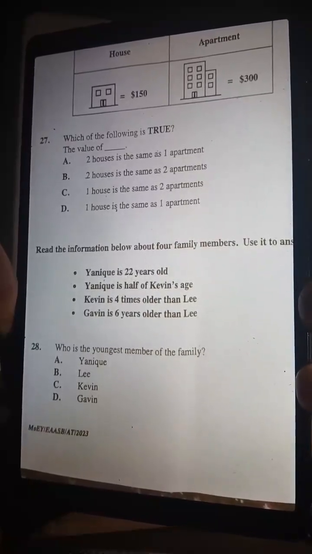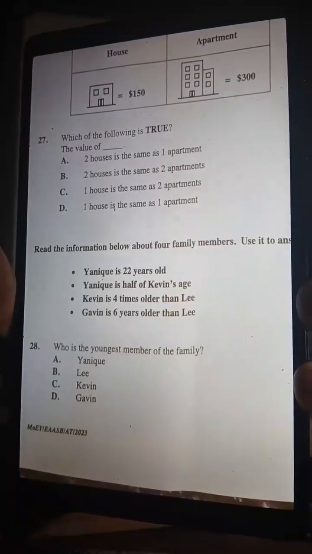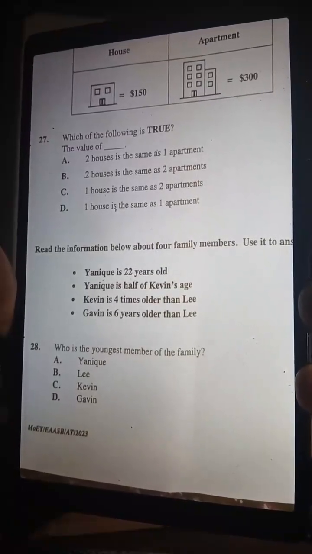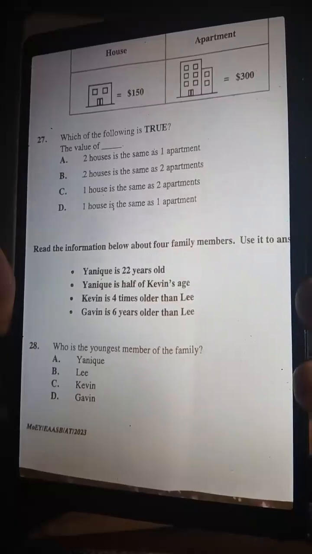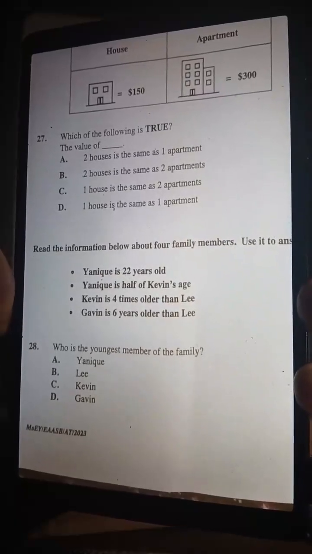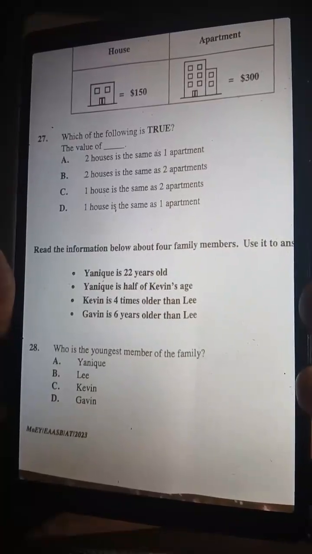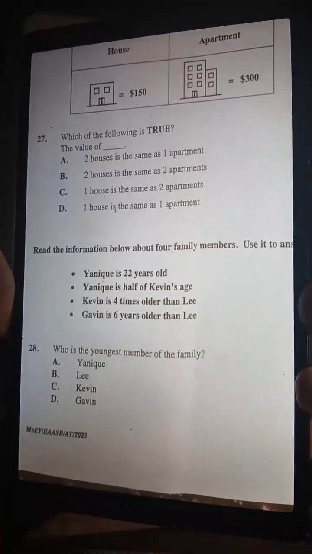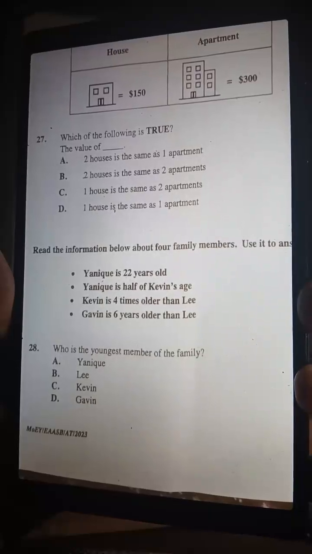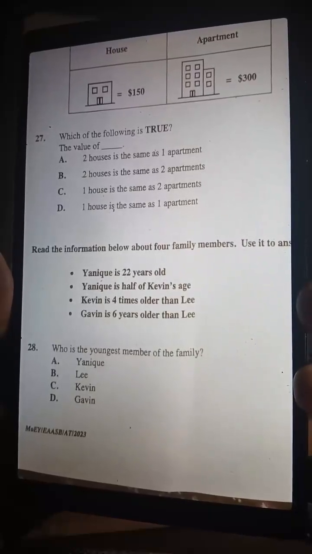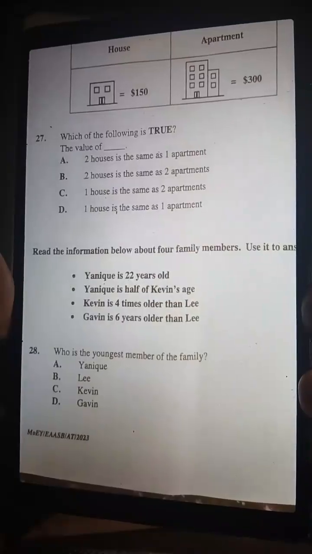Now Kevin is 4 times older than Lee, right? That means 4 times something is equal to 44. So Lee must be 44 divided by 4. So Lee must be 11. And then Gavin is 6 years older, so 11 plus 6 is 17.